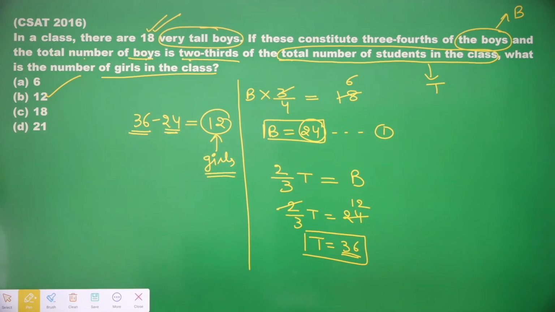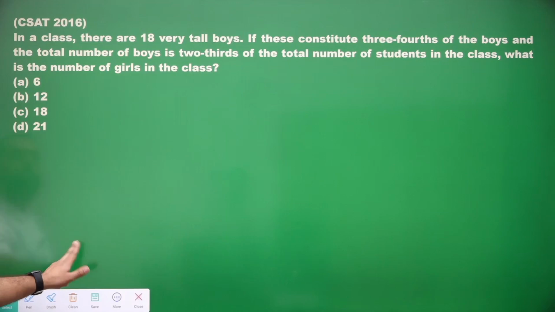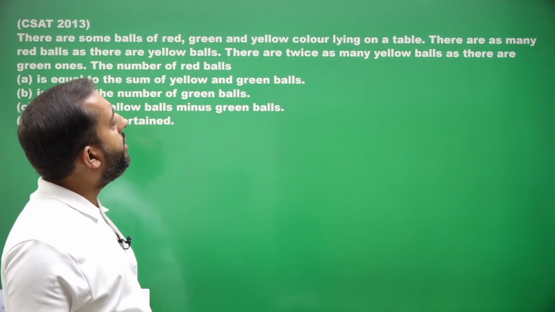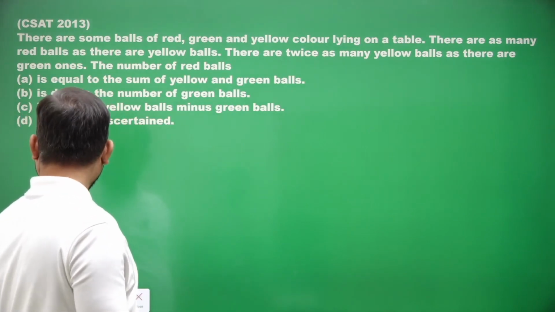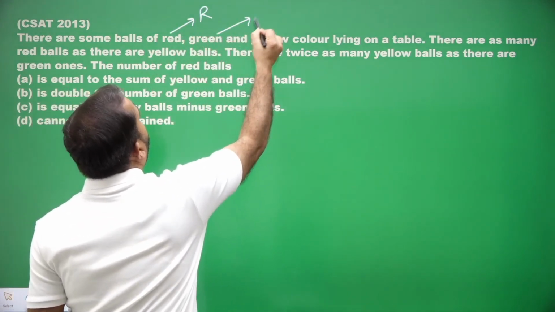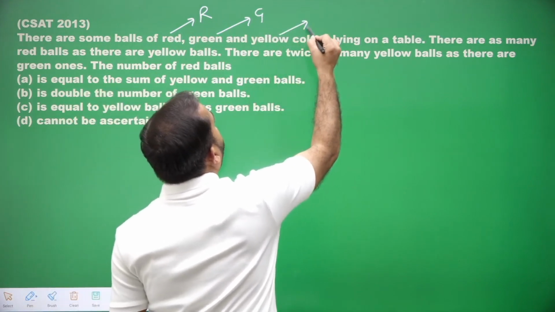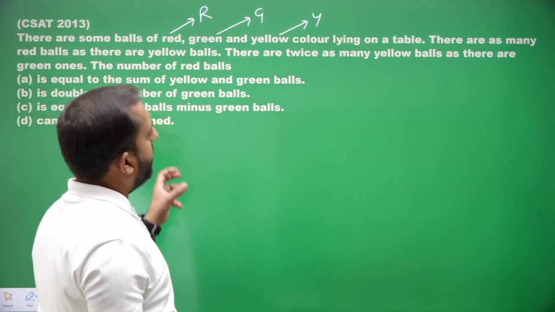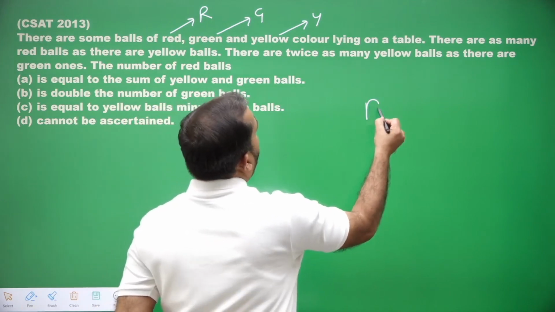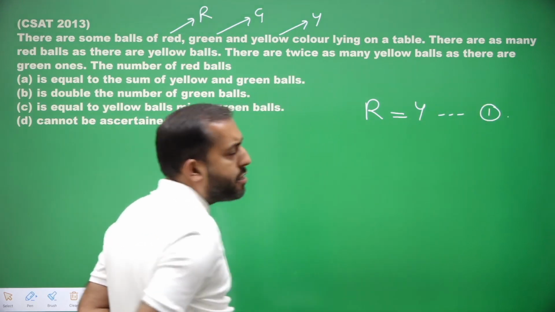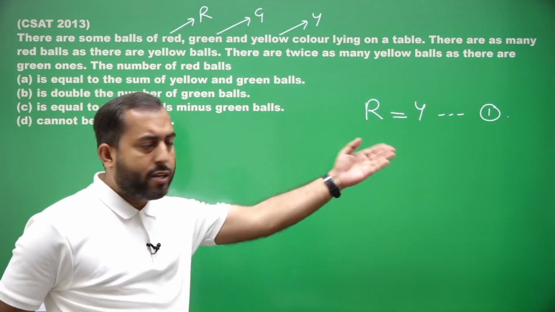Okay, let's move on to the next question. It says there are some balls of red, green and yellow color lying on a table. Let's say the number of red balls is R, the number of green balls is G, and the number of yellow balls is Y. There are as many red balls as there are yellow balls. So the number of red balls and yellow balls are equal to each other. It is given in the statement. Let's say this is our equation number 1.